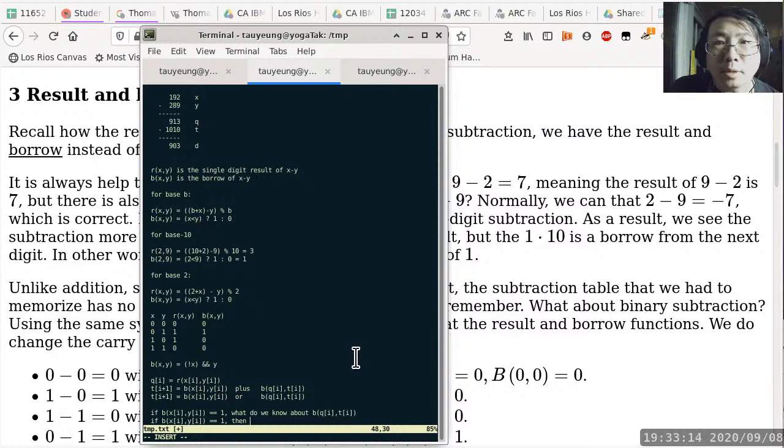No, it's i plus 1. So this is i plus 1. T(i+1) depends on T of i. We cannot have T of i depending on T of i. But I'm looking at a hypothetical case here. What if the borrow of xi minus yi is a 1 already? What is that telling us?